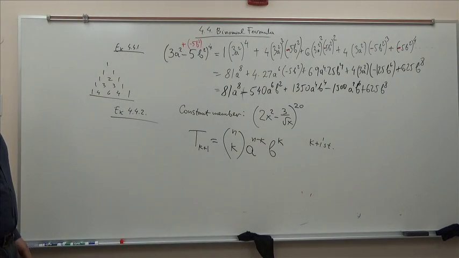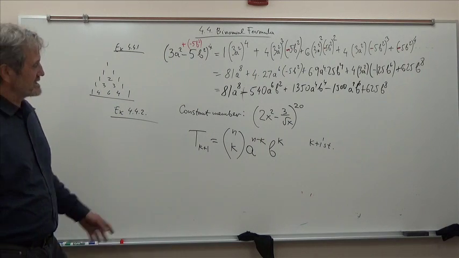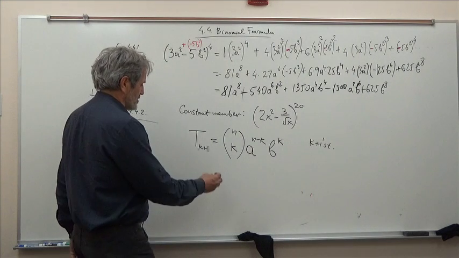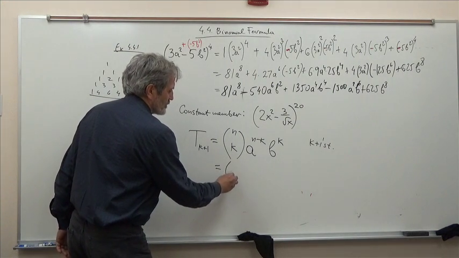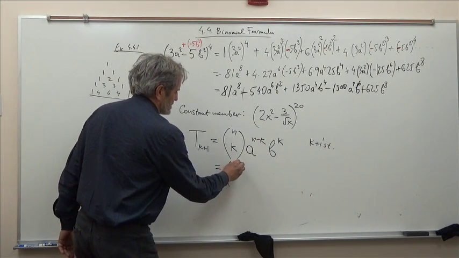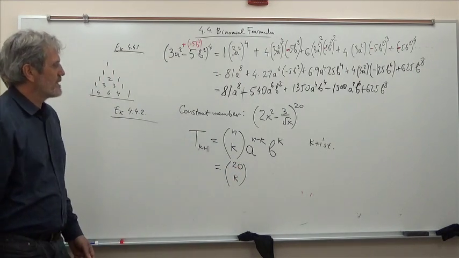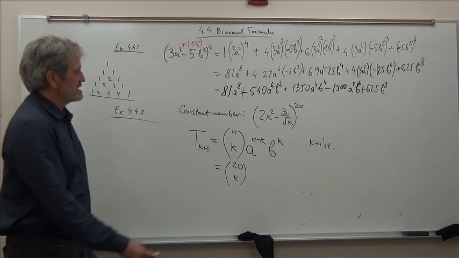So what then? In this formula, I know some things, I don't know the others. I know n because my power is 20, but I don't know k. But here's what I'll do. I'll work with an undisclosed k, so it will be 20 choose k to be determined. This is my a.